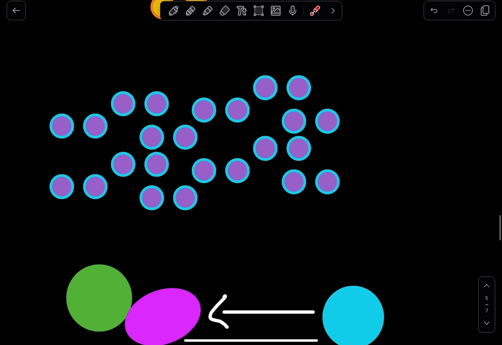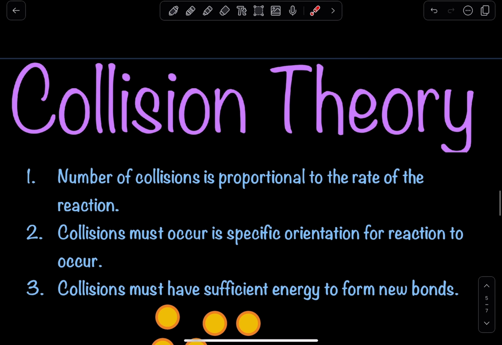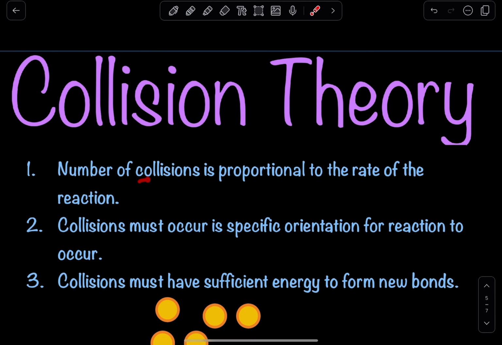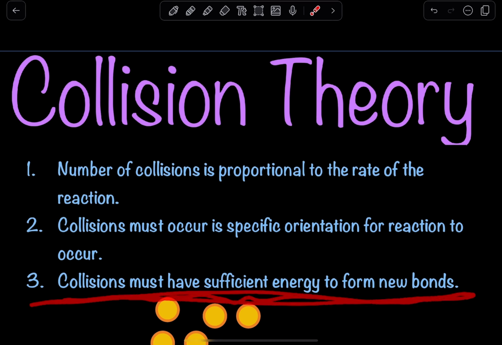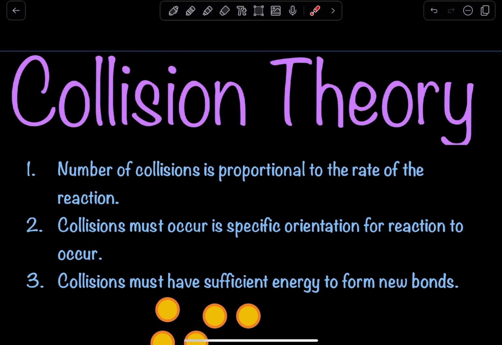And those are the three postulates of collision theory, where we have the number of collisions is proportional to the rate of the reaction. Collisions must occur in specific orientations for a reaction to occur. And collisions must have sufficient energy to form new bonds to surpass that activation energy.